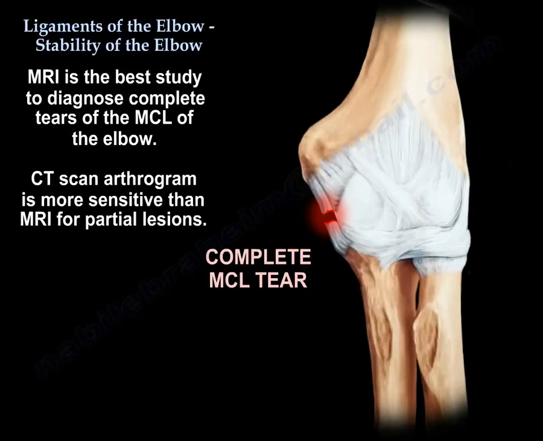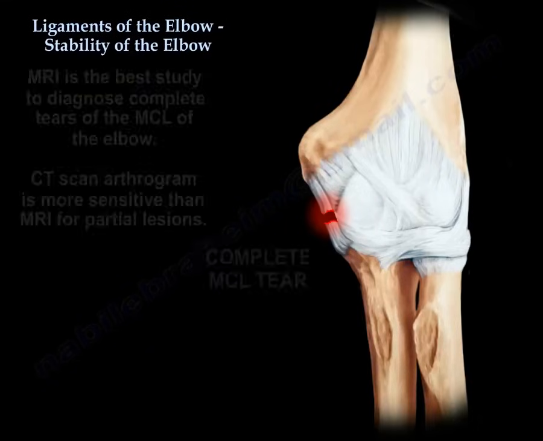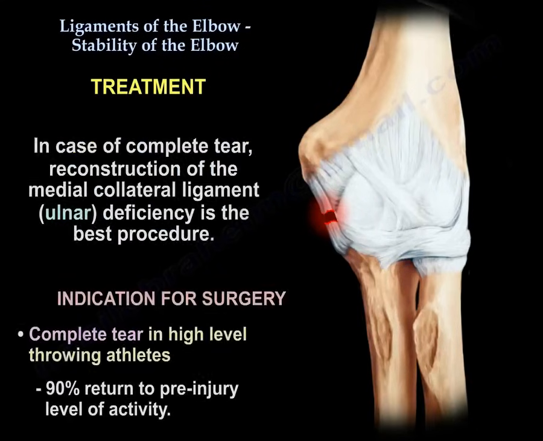CT scan arthrogram is more sensitive than MRI for partial lesions. Treatment: in case of complete tear, reconstruction of the medial or ulnar collateral ligament deficiency is the best procedure. What is the indication for surgery? Complete tear in a high-level throwing athlete with 90% return to the pre-injury level of activity.